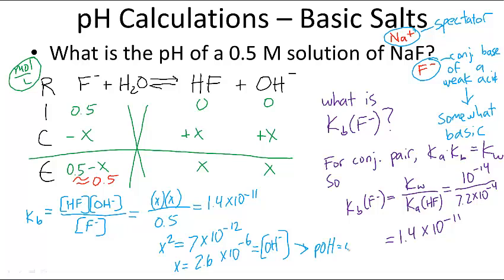All right. And so the pH is going to be 14 minus 5.6, so 8.4. So relatively high concentration of F minus, you know, it's not a very basic solution at all. It's only very slightly basic because F minus is quite a weak base.